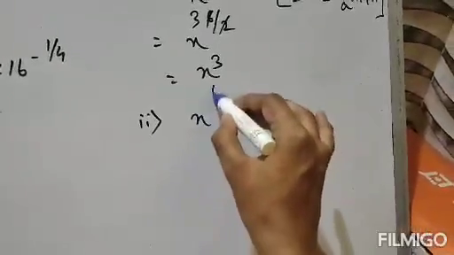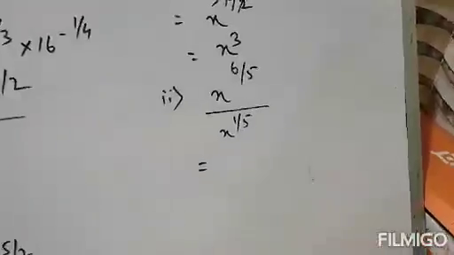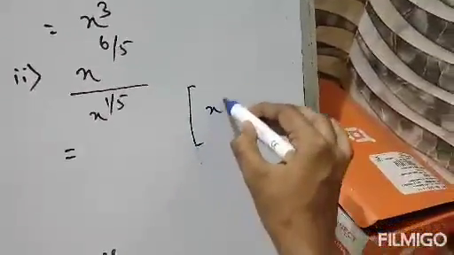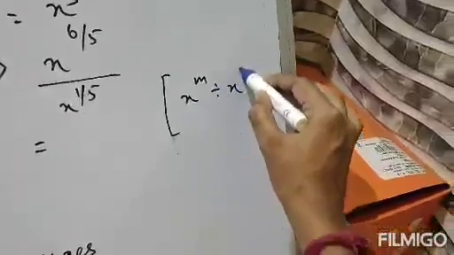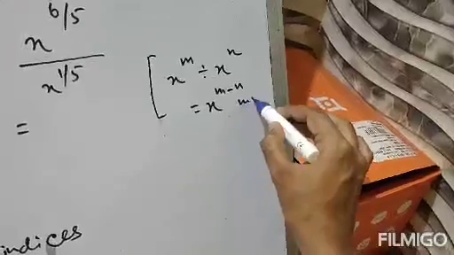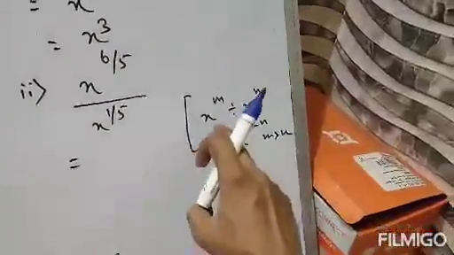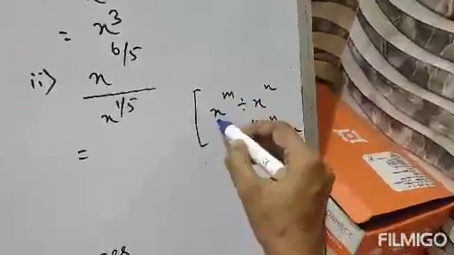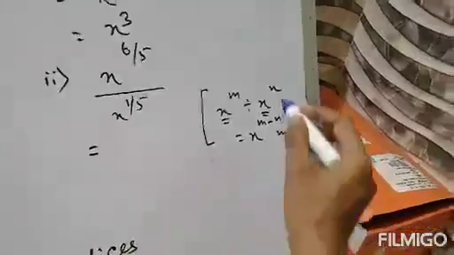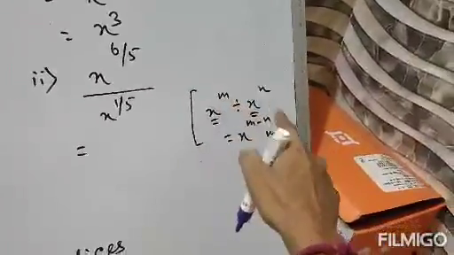Question number 2 is x to the power 6 by 5 divided by x to the power 1 by 5. That means this is division. The formula is, if x to the power m is divided by x to the power n, then the formula is x to the power m minus n, only when m is greater than n. The condition is m should be greater than n. If bases are same and powers are different, and it is a division sign, then the powers get subtracted, only if the power m is greater than n.